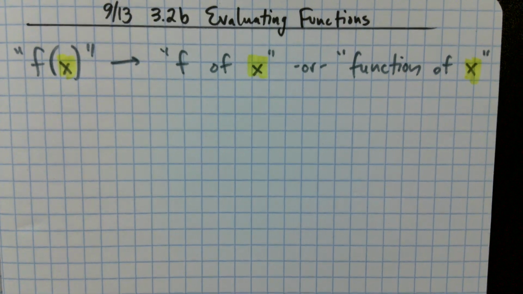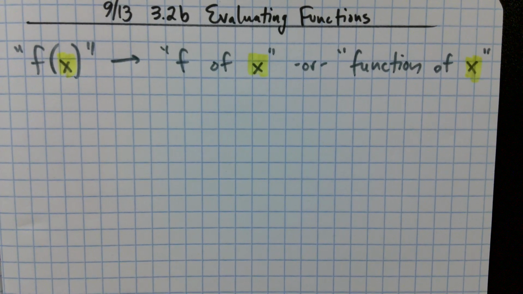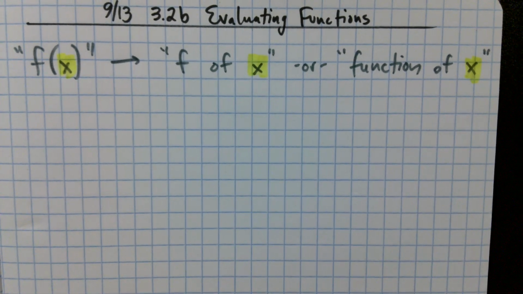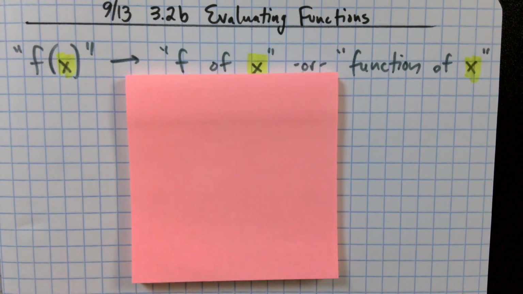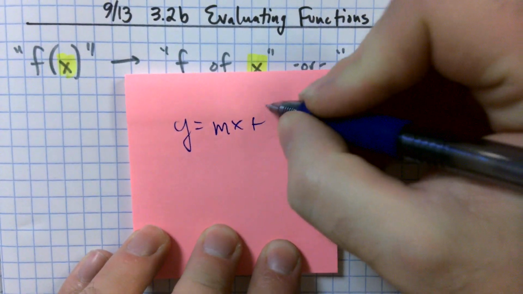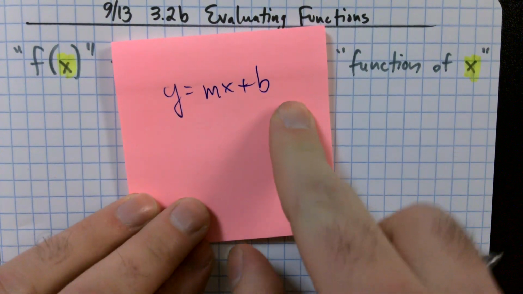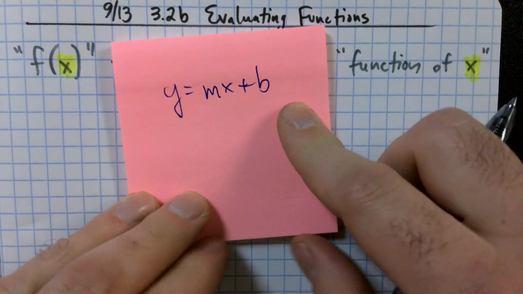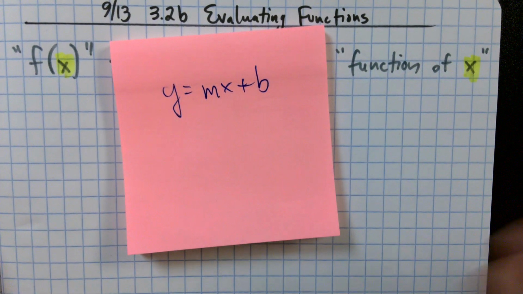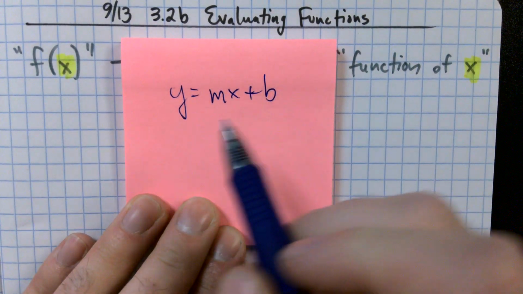So, normally when we see a linear function, it looks something like this: y is equal to mx plus b. Anyone remember what this formula is called? Slope intercept form. Good. Rise over run would be the slope. This whole thing is slope intercept form.